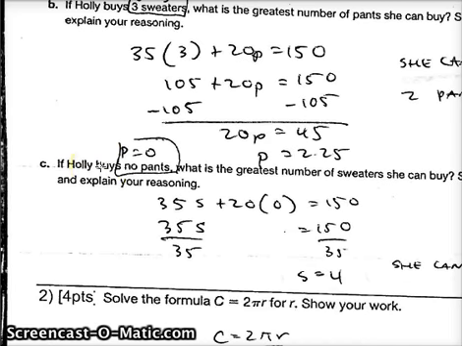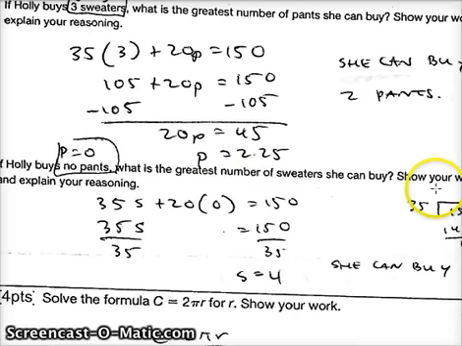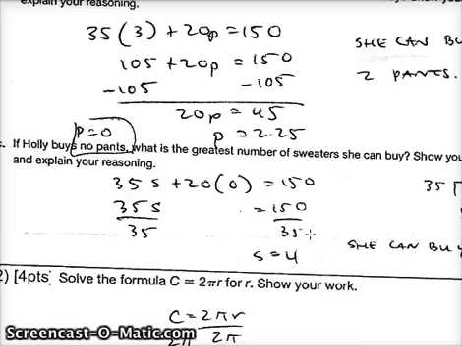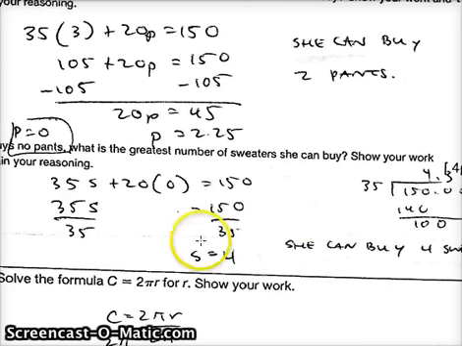C. If Holly buys no pants, that means P is equal to 0. What is the greatest number of sweaters that she can buy? Show your work and explain your reasoning. So again, I'm going to use the same equation I got in part A, 35S plus 20P equals 150. Well, if there's no pants, that is a 0. It means I'm not going to buy any pairs of pants. Therefore, I have $35 per sweater equals 150. And if you do your division there, I got something like 35 goes into 150 a little more than 4 times. Well, I can't buy part of a sweater, so the answer is 4 sweaters.